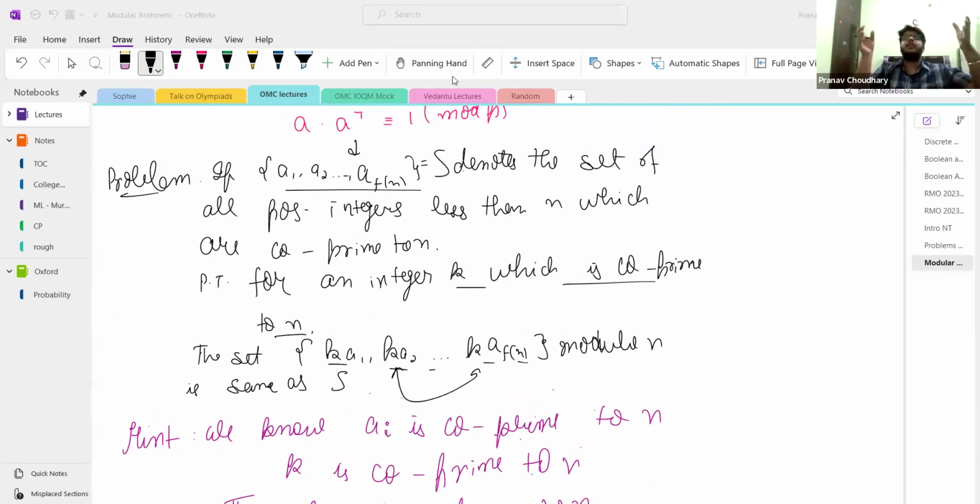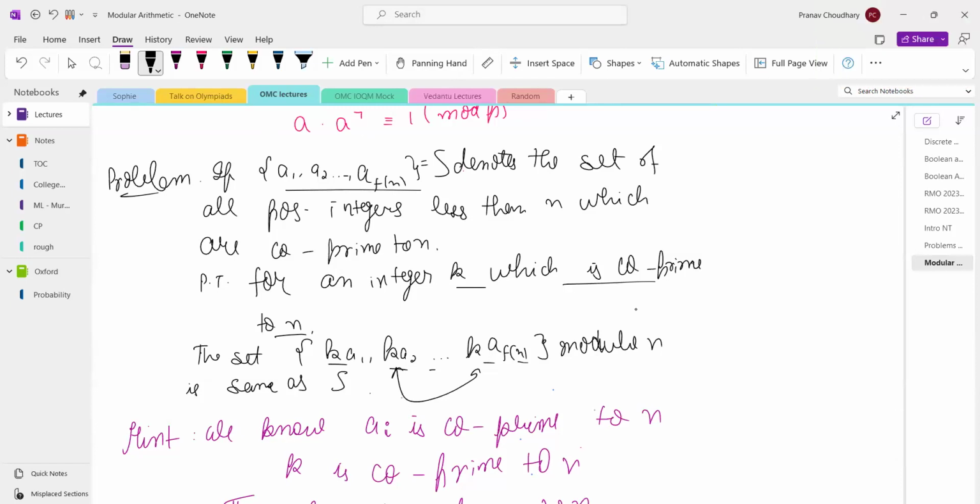So basically, if you have a set of numbers which covers everything co-prime to n, and we multiply it with some other number which is also co-prime to n, then the new set which we get is just basically a permutation of this thing, modulo n. Or you can say the same set as that, because ordering does not matter in a set.